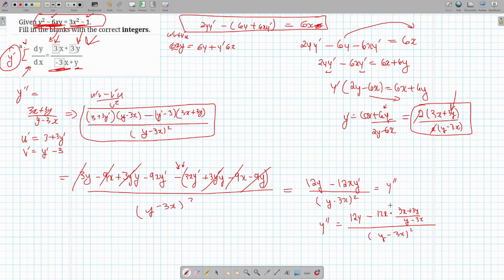You have to make these a common denominator. How do you do that? You have to multiply by y minus 3x up and down. So let's move a bit to the right.